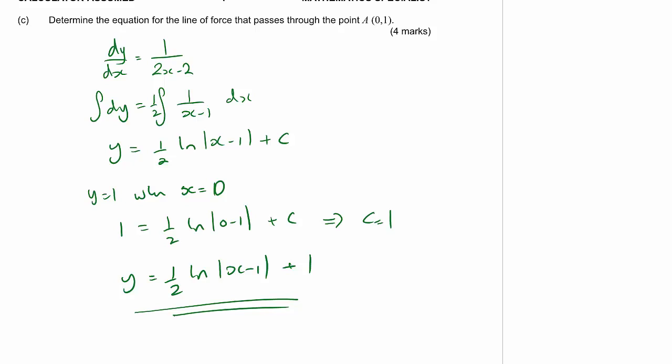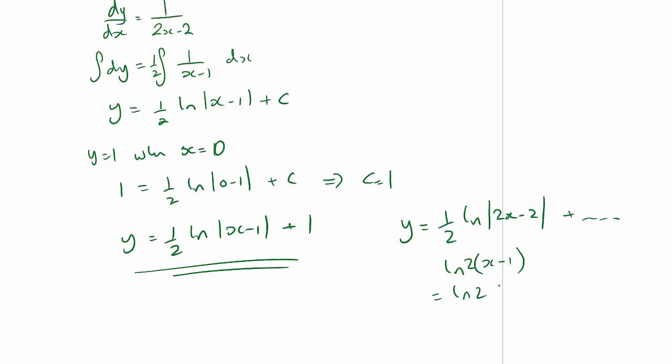The answer in the mark scheme is slightly different. It's actually the same, but written differently. We've got that, and then they've got a different c. But you've got to remember here that I can write that as ln 2(x - 1), which is ln 2 plus ln (x - 1). So the 2 in here ends up being part of the constant, which is why their constant is different to my 1. So both answers are actually correct.